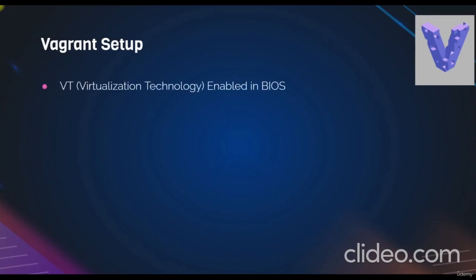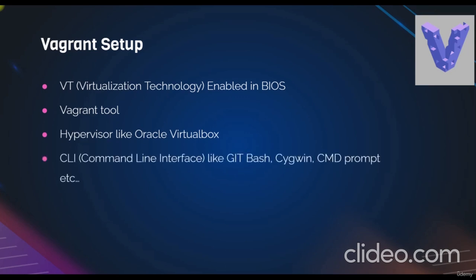Well, you need to enable VT in the BIOS, which I talked about in the previous video. Vagrant tool, you have to download and install the Vagrant tool. Hypervisor you need, like Oracle VM VirtualBox, and a command line interface, and I'm going to use Git Bash. If you're having a MacBook, you can use your terminal, or if you're on Linux, you can again use your terminal. If you're on Windows, do not use command prompt, that's too slow and old. Use Git Bash or anything similar like Cygwin.